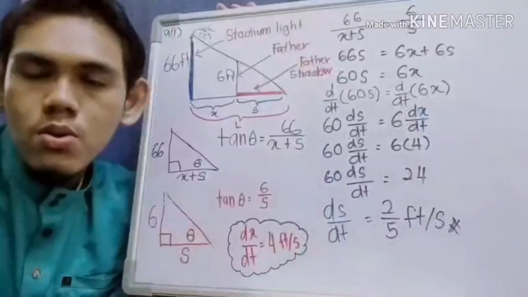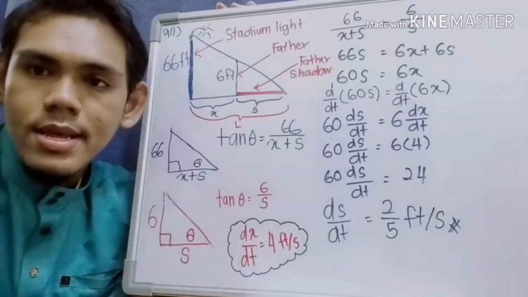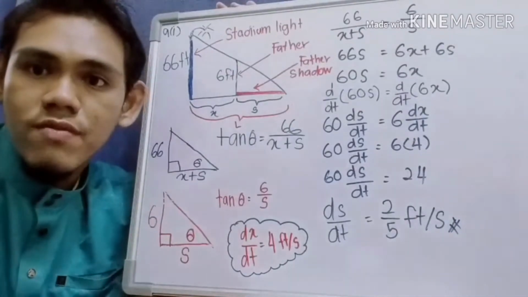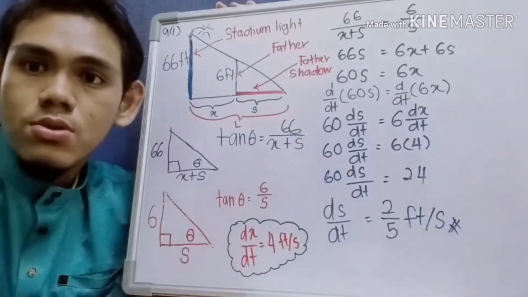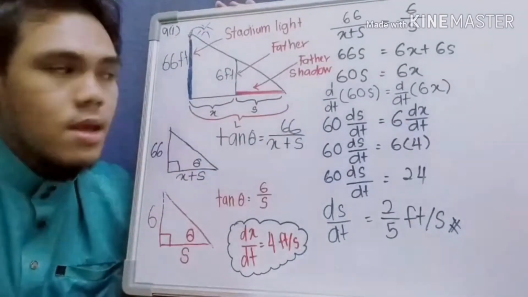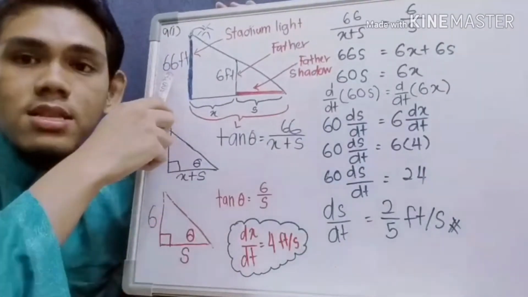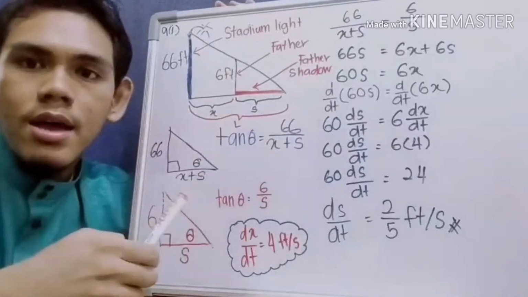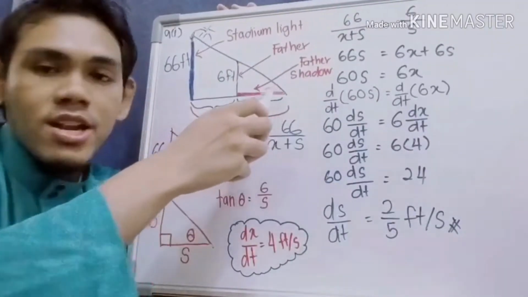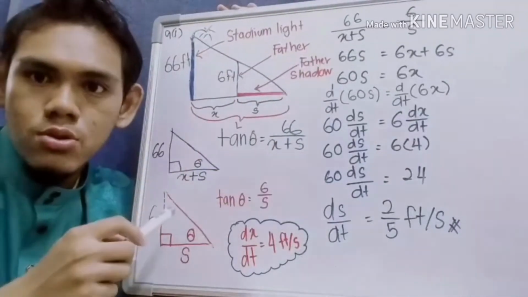That's it. Question A1. We need to find at what rate the length of the father's shadow is changing. It means we need to find the value of dx over dt. The first thing we need to do is draw the diagram like this, and label it. This is the height of the stadium light, equal to 66 feet. This is the height of the father, equal to 6 feet. And this is the father's shadow.